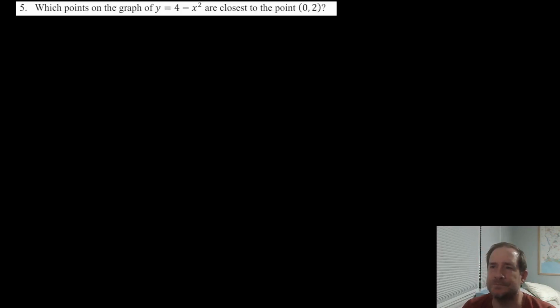So here's 5. 5 says, which points on the graph of y equals 4 minus x squared are closest to the point 0, 2? It says which points on the graph are closest. So let's get a look at what that means in a sec.